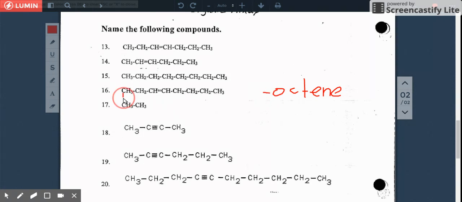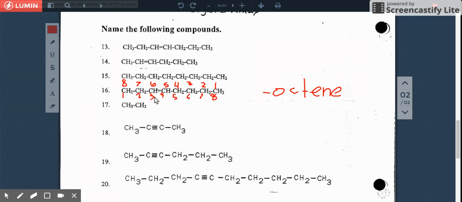So here, I'm going to count in from here. 1, 2, 3, 4, 5, that's the 6th carbon, 7 and 8. I can count it the other way as well. You need to count both ways, from left to right and right to left, and I'll show you why. The reason is that I want to ask where the double bond is occurring.